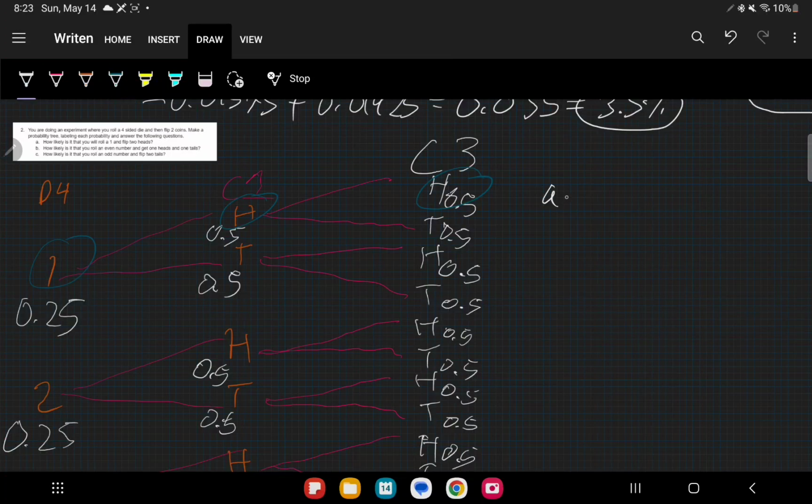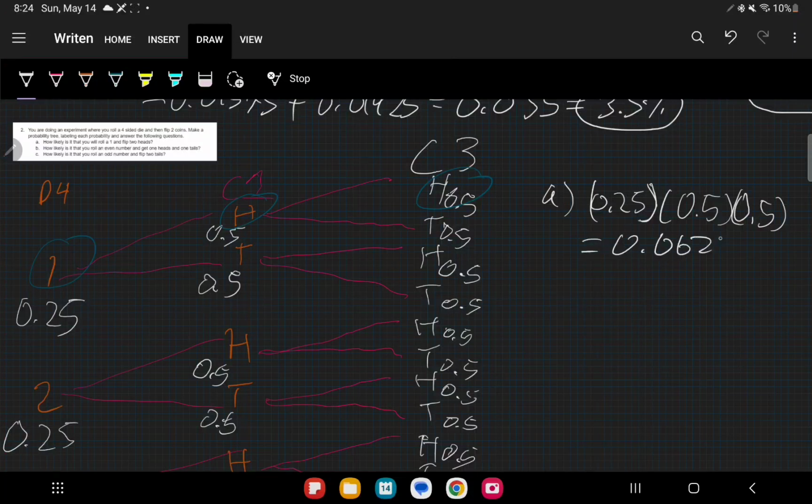So, A, we get 1. Nope, not 1. Duh. We get 0.25 times 0.5 times 0.5. Okay, multiply it out. So we get a quarter times a half times a half. 0.5 times 0.5, 0.25. We get A is equal to 0.0625, or it's equal to about 6.25%.